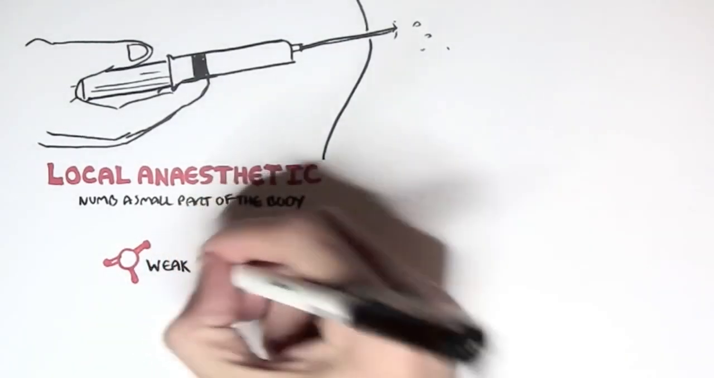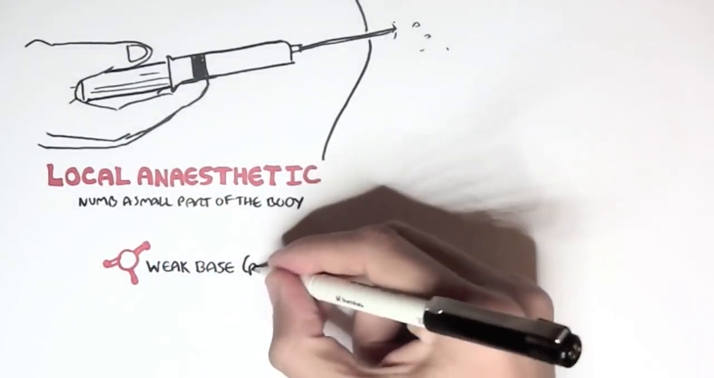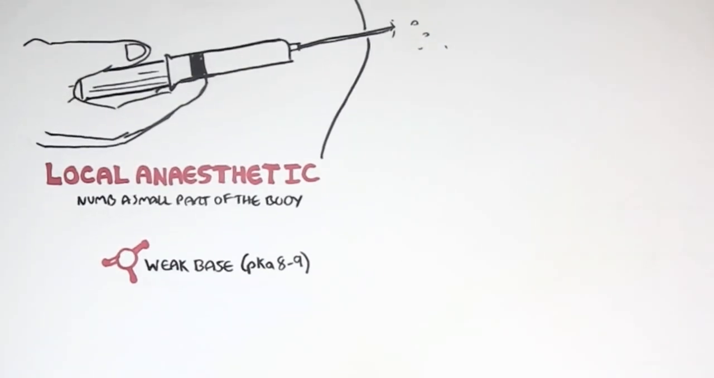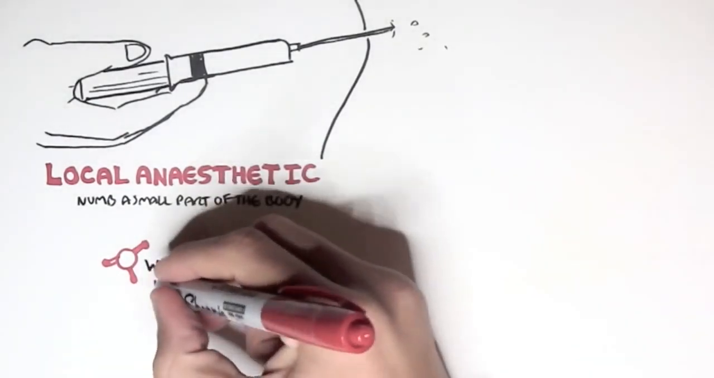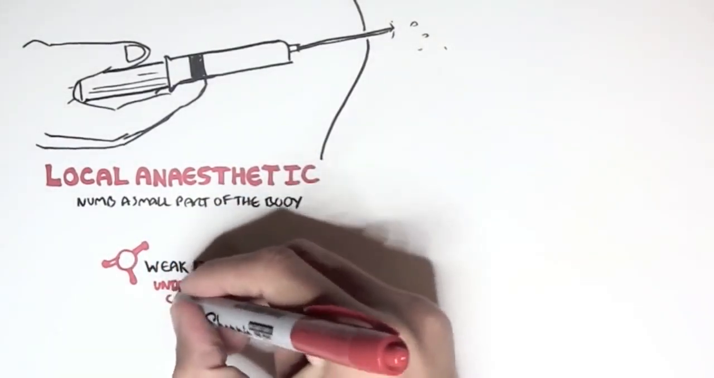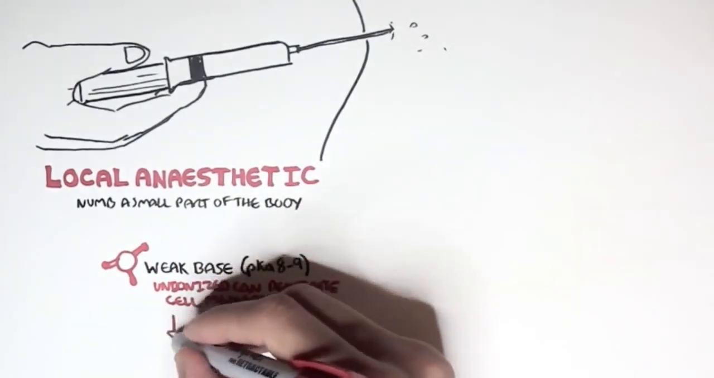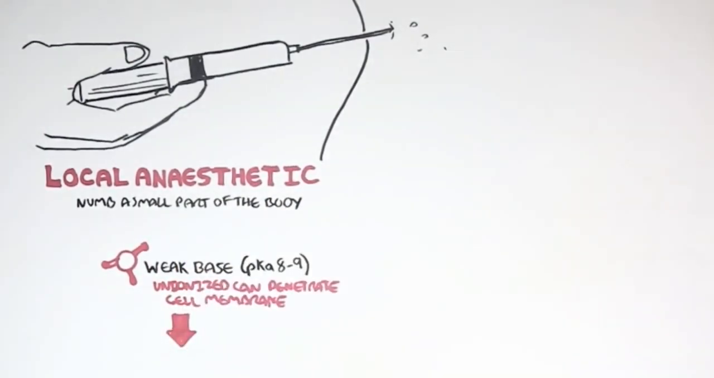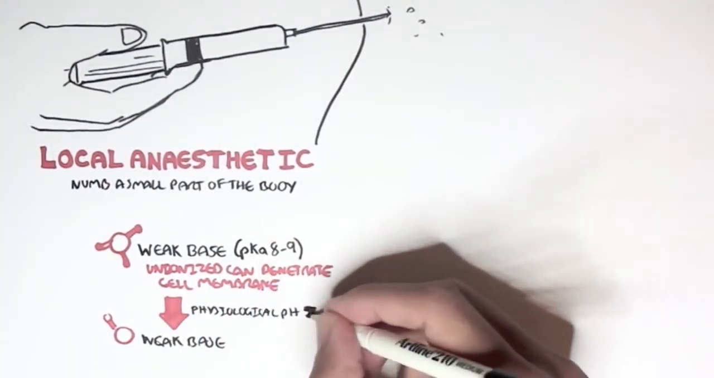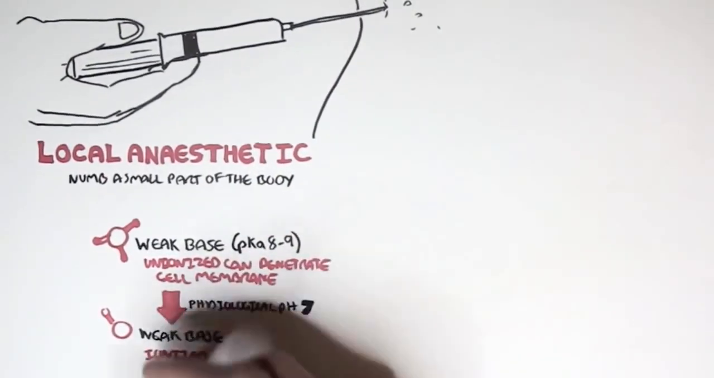Now, a local anesthetic is a weak base with a pKa of about 8 to 9. In an unionized form, it can penetrate the cell membrane. It is quite effective. However, when it enters a physiological pH, which is slightly acidic, below 7, it will become ionized. And so it cannot penetrate the cell membrane.